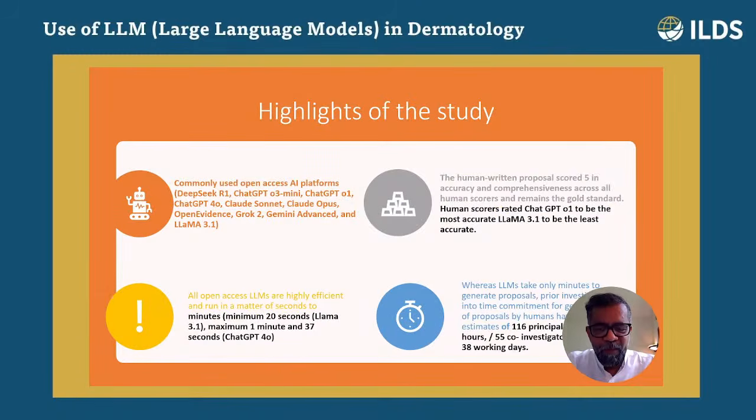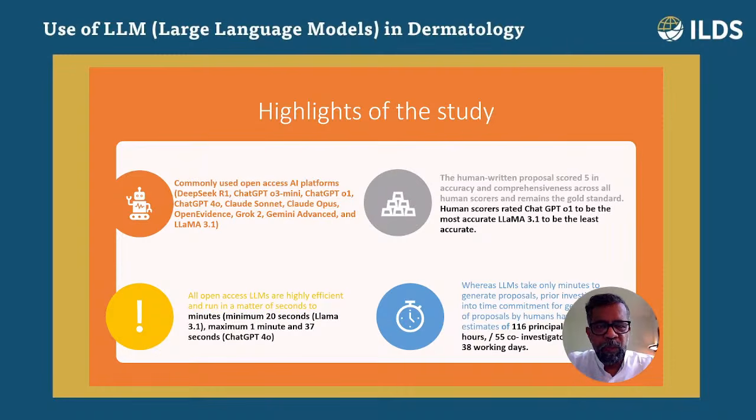So the prompt which we just reviewed was part of our study where we used open access AI platforms to generate this research protocol. All of them generated pretty efficient research protocol within seconds to minutes. When we compared it to the human written proposal, ChatGPT scored the highest accuracy.